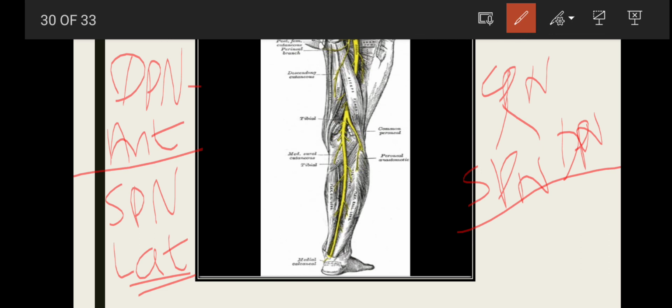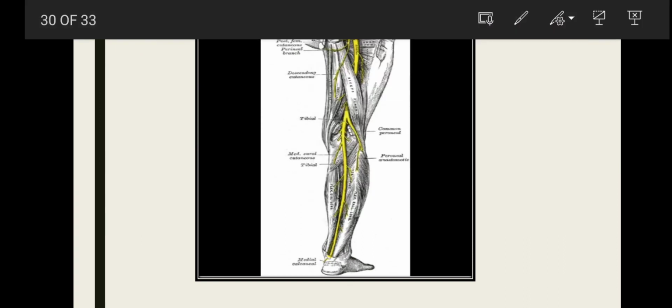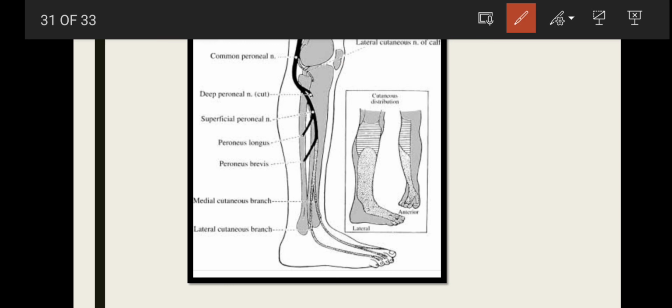The deep peroneal nerve is the main nerve which supplies the anterior compartment. It is a branch of the common peroneal nerve. Now you have to know its root value: L4, L5, S1 and S2. Here is a picture showing the common peroneal nerve and its divisions. This is another picture to show the deep peroneal nerve.